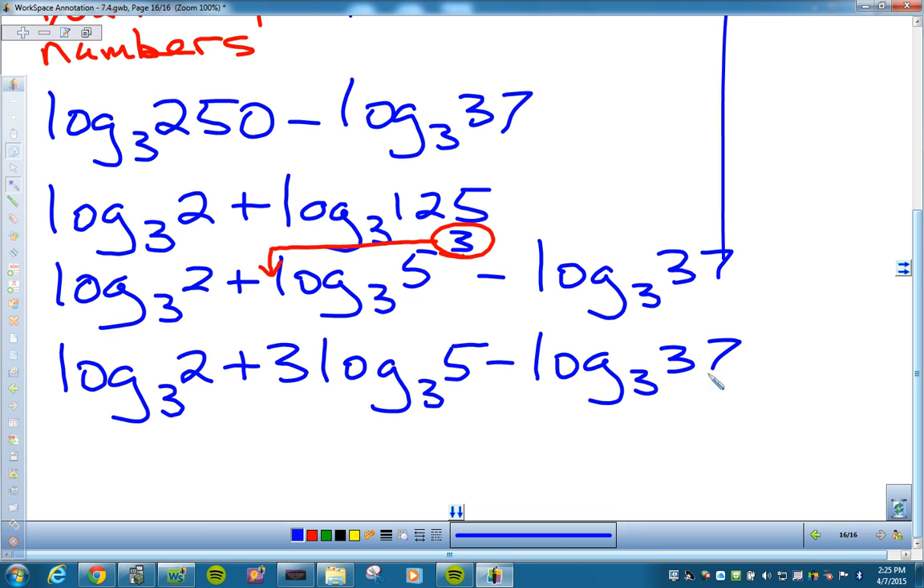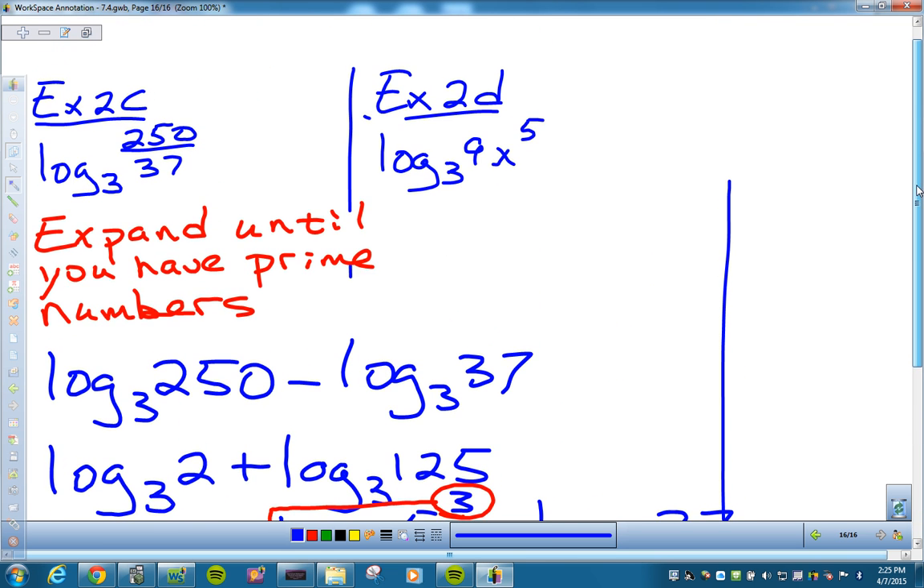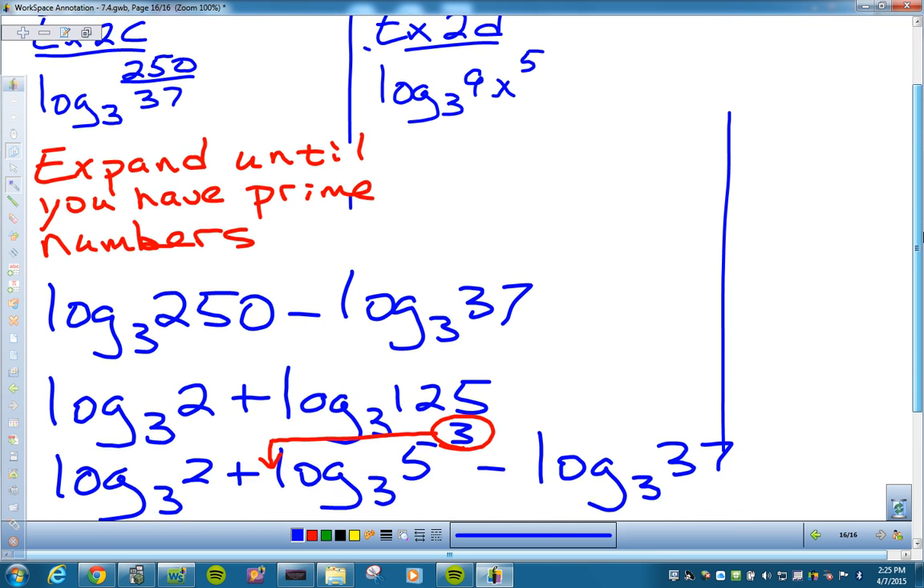Okay, so 2, 5, and 37 are all prime numbers, so that's how you know you're done, when you get to all prime numbers. They can't do anything else. None of the bases are 3 here, so you can't do anything else, you're done. That's the answer. Great, isn't it?